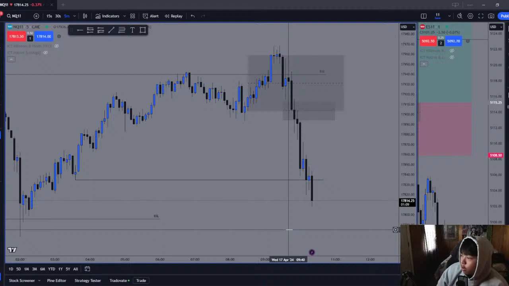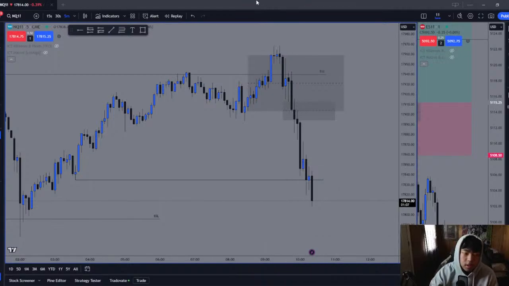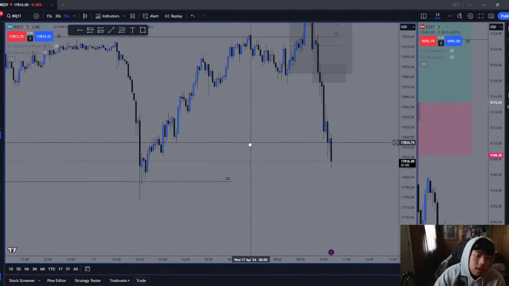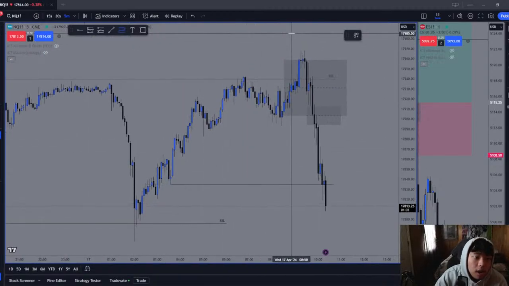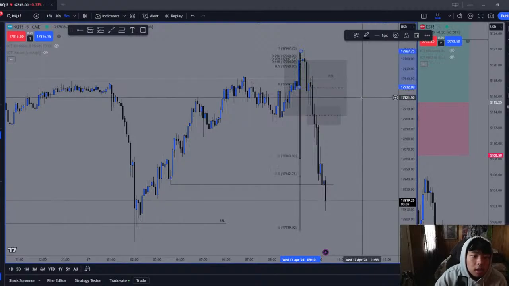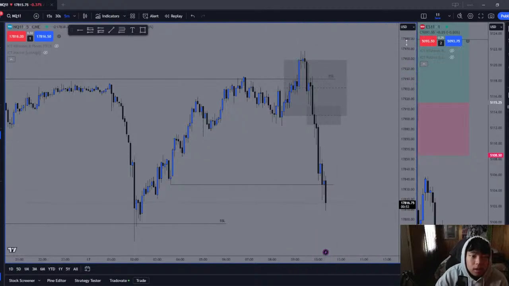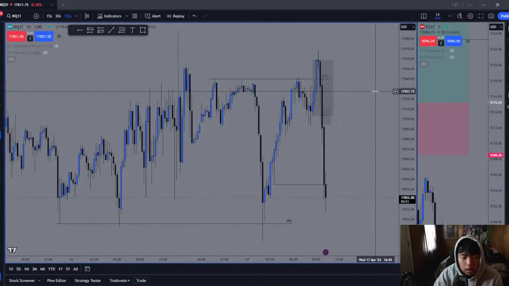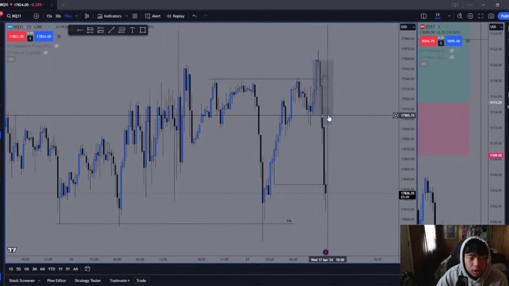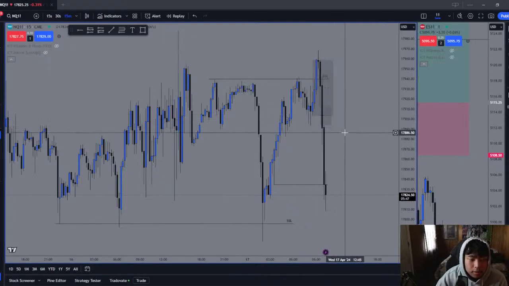Still more sell-side liquidity to grab. Exactly, bro. Like I said, standard deviation projected price to come to this low. So I was expecting some sort of retracement here, but looks like we're not getting any. I think we will later, but this would look pretty good for a unicorn setup up here.